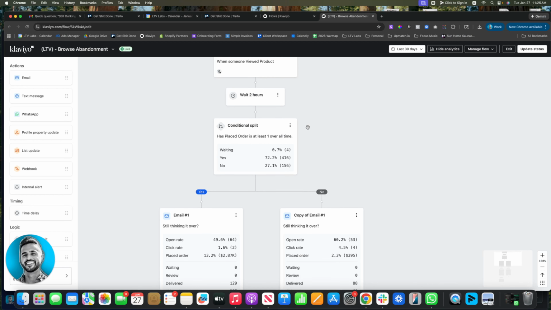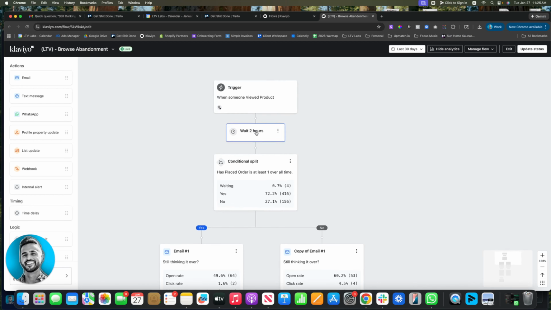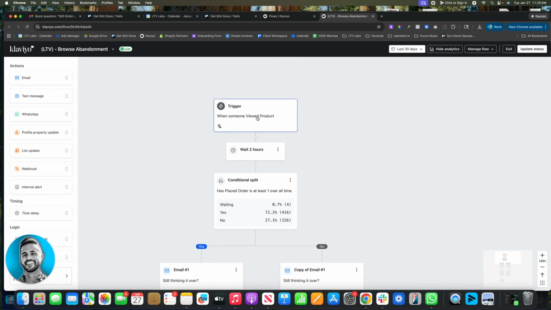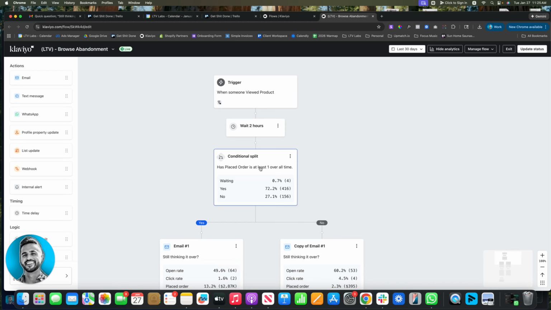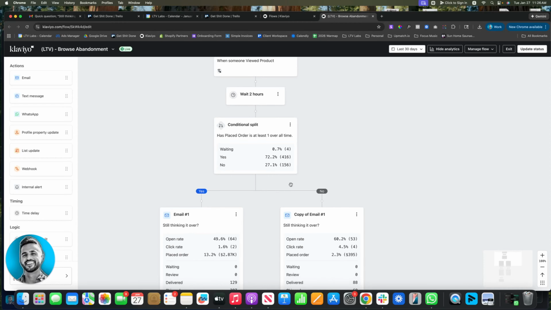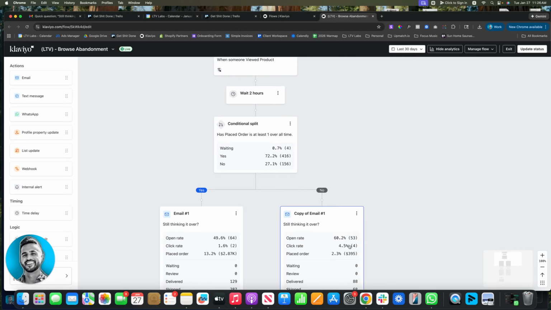Now, one thing that you'll notice is that there's a conditional split. So someone has viewed a product, a specific meal or item on your website. This flow waits 2 hours, and then there's a conditional split that asks the question, has this person placed an order at all with Made Meals? So there's two different buckets they can go into: either they've placed an order in their life, or they've never placed an order with your brand.